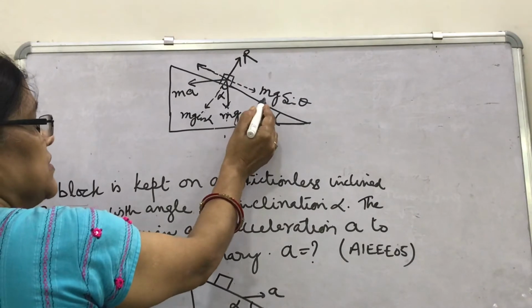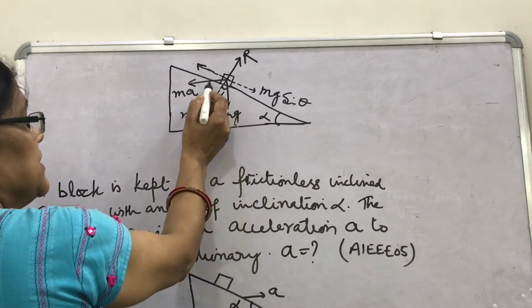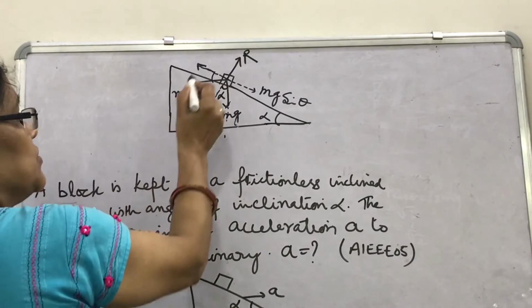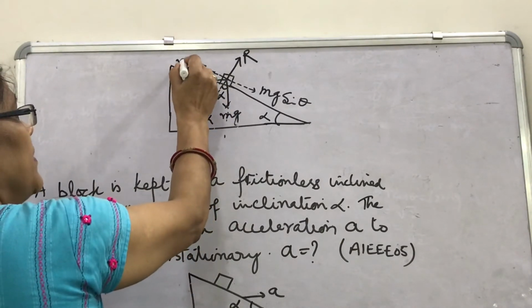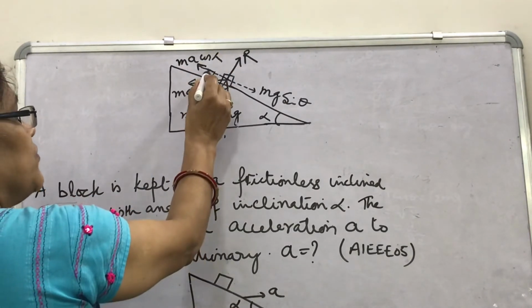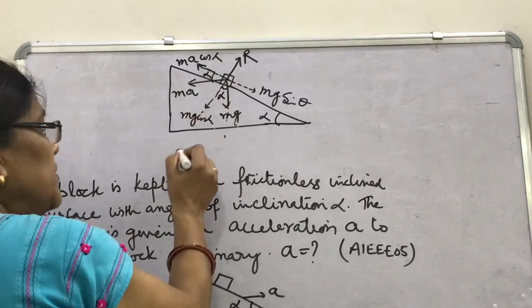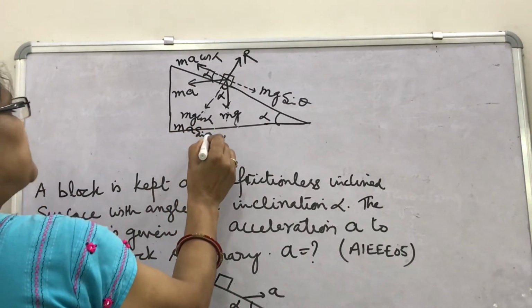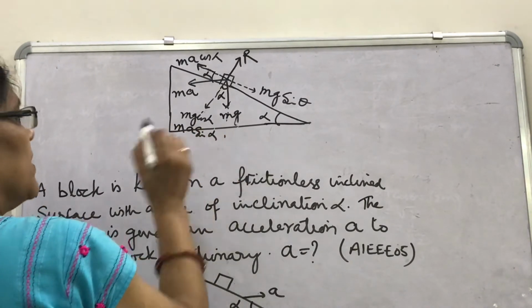Look here, this is alpha. What is this? 90 minus alpha. So this is again alpha. So this will be ma cos alpha, and this component will be ma sin alpha.